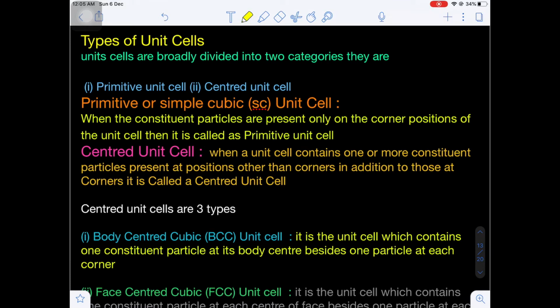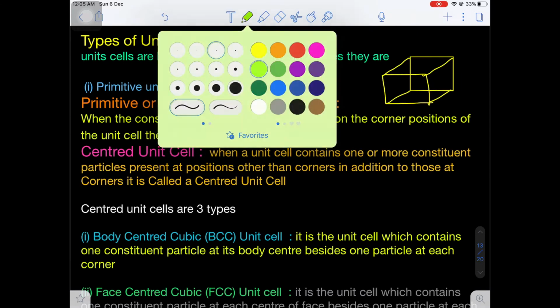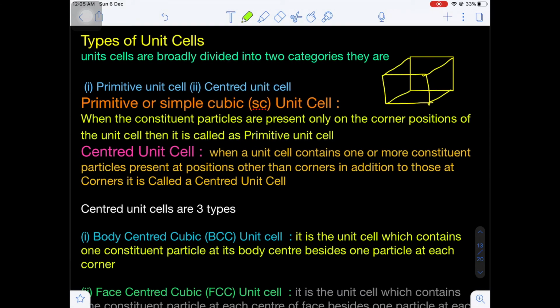That means if you consider a simple cube, how many corners are there in a cube? There are 8 corners in a cube. Yes or no? That means at each corner there will be one constituent particle. Such type of arrangement is known as a simple or a primitive unit cell.